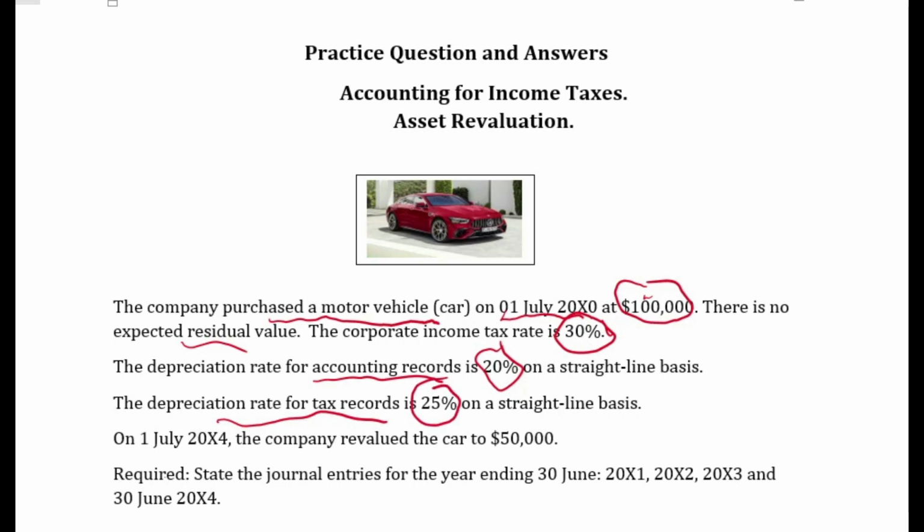And both depreciate on a straight line basis. On 1st of July 20X4, the company revalued the car to $50,000. We are required to state the journal entries for the years ending 30th June X1, X2, X3, and X4.